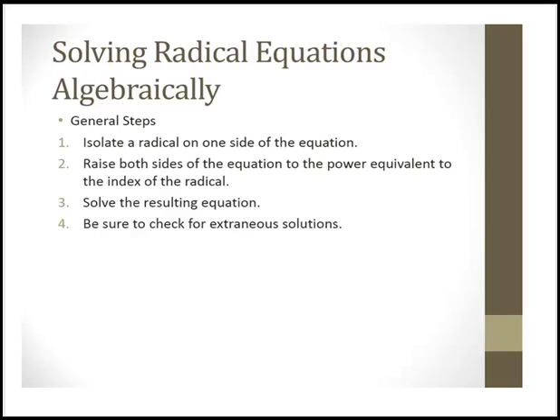Alright, so some general steps for solving radical equations algebraically. First step is to isolate a radical on one side of an equation, and then we will raise both sides of the equation to the power equivalent to the index on the radical. We'll then solve the resulting equation, and we want to check for extraneous solutions. We really need to check the solutions of the equation through substitution back into the original statement.